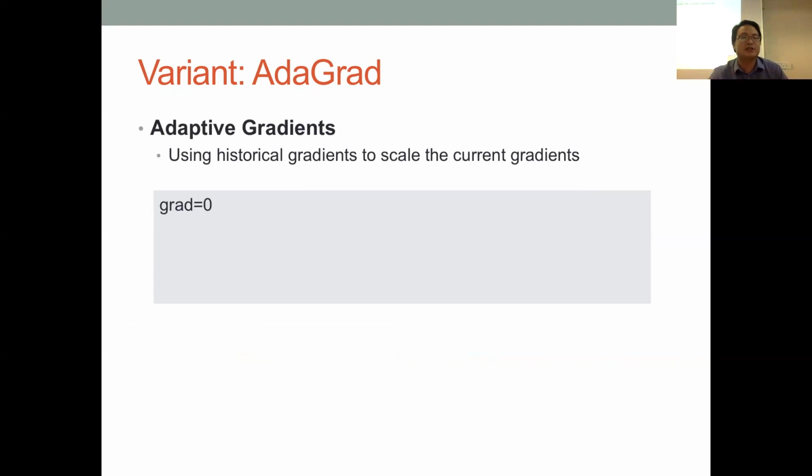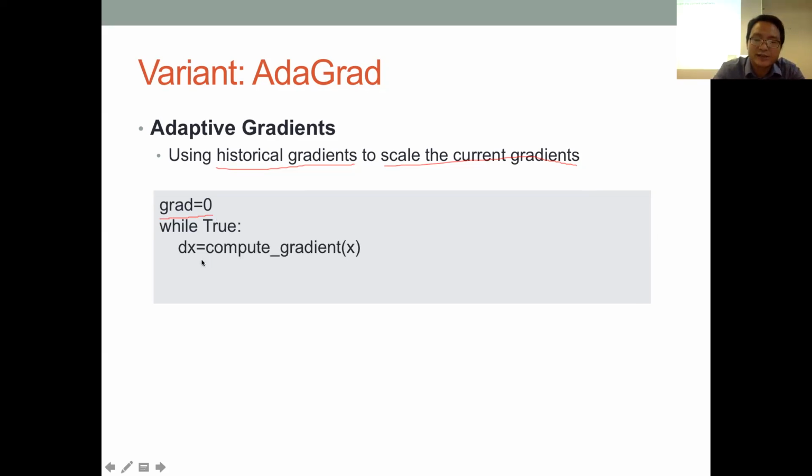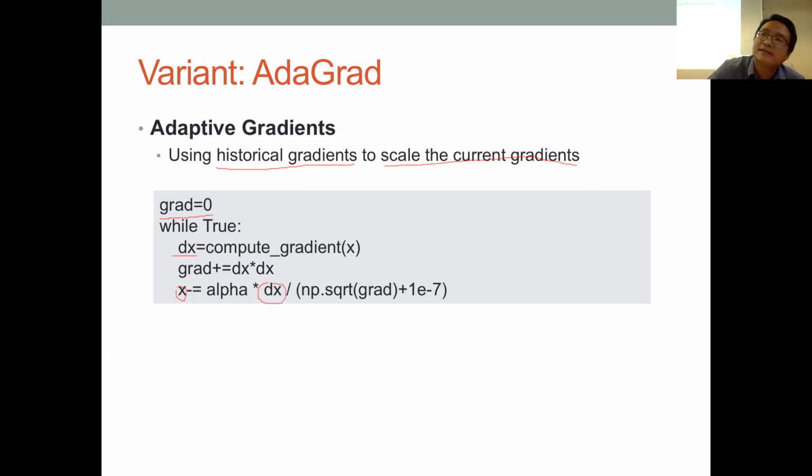You also have another variant. We call it adaptive gradient. The idea is that you look into the historical gradients to scale the current gradients, instead of a moving average. At the beginning, the accumulated gradient equals 0. Then over iterations, I calculate the gradient dx and accumulate all the dx together. When you update the current x by dx, it is divided by the accumulated gradients.